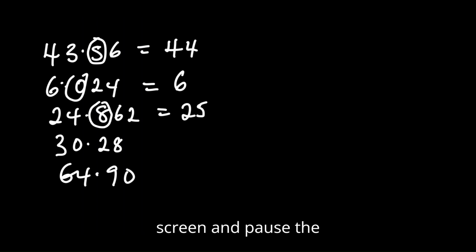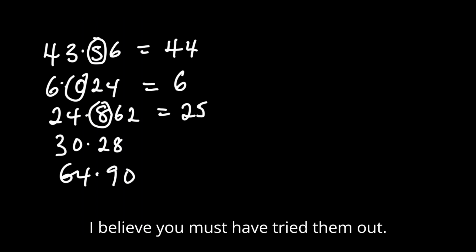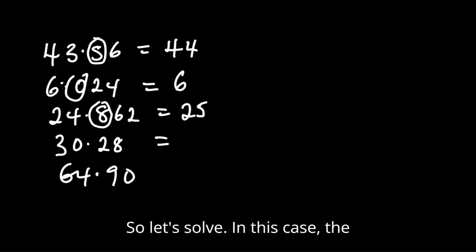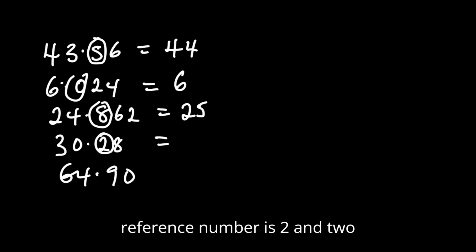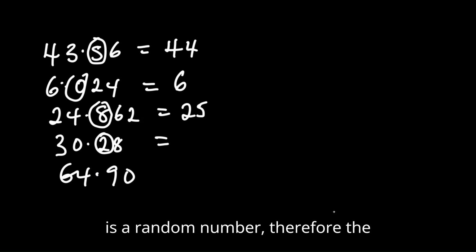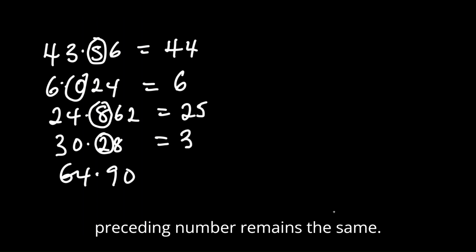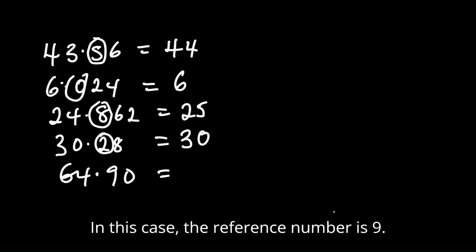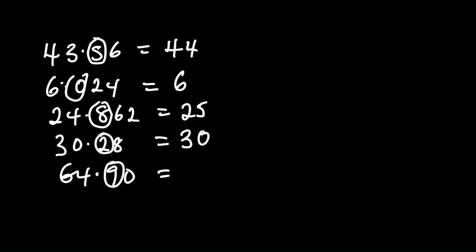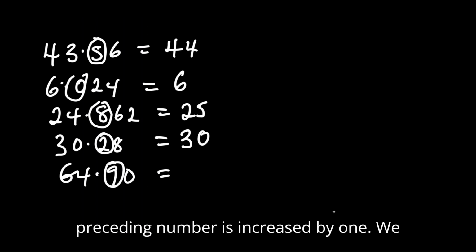Just pause your screen and pause the video and try. I believe you must have tried them out, so let's solve. In this case, the reference number is 2, and 2 is a round down number, therefore the preceding number remains the same. In this case, the reference number is 9. 9 is a round up number, therefore the preceding number is increased by 1.